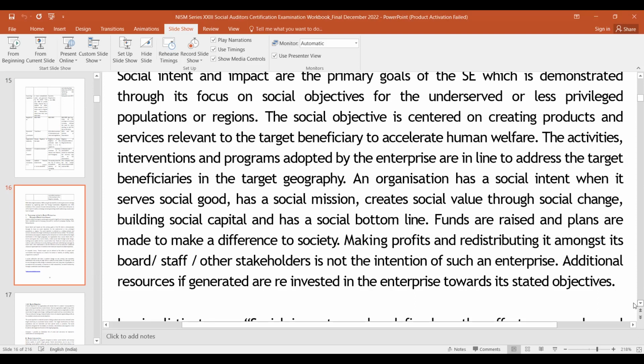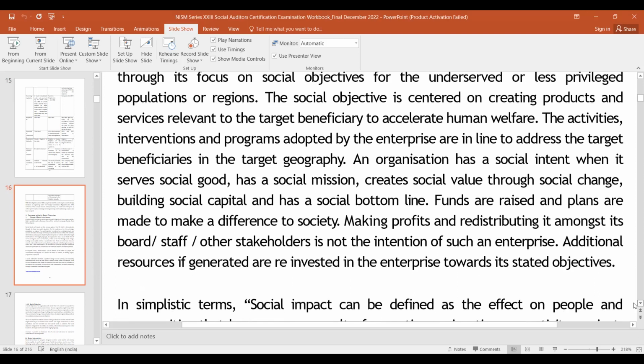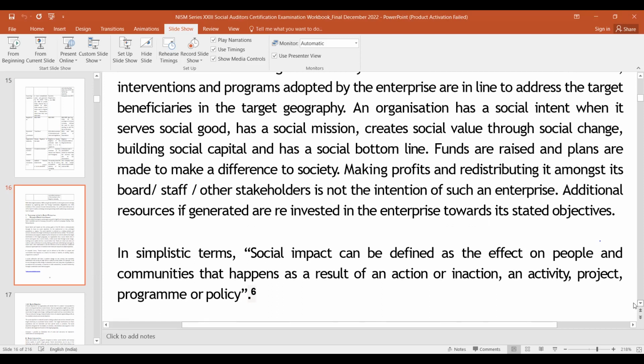Funds are raised and plans are made to make a difference to society. Making profits and redistributing them amongst its board, staff, and other stakeholders is not the intention. But some profits may be incidentally generated. Additional resources, if generated, are reinvested in the enterprise through its stated objectives. So the primary intent is social, but if some profit is generated, it will flow back to meet its stated objectives.